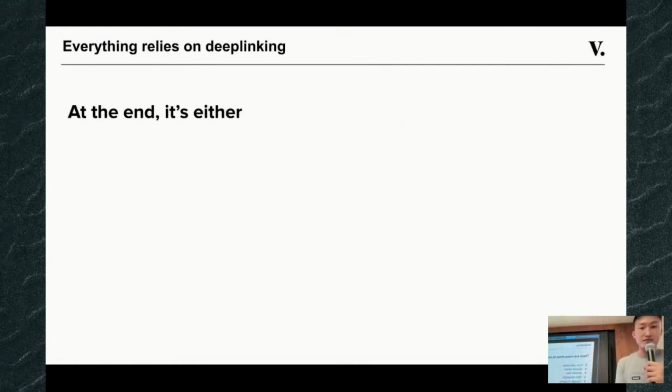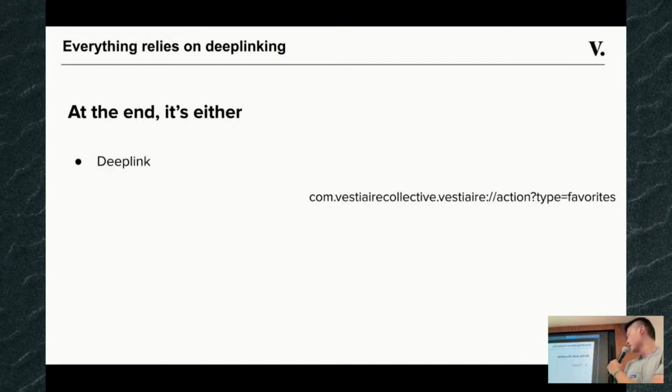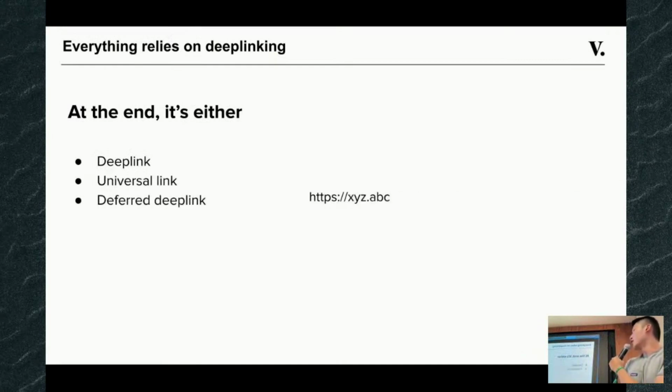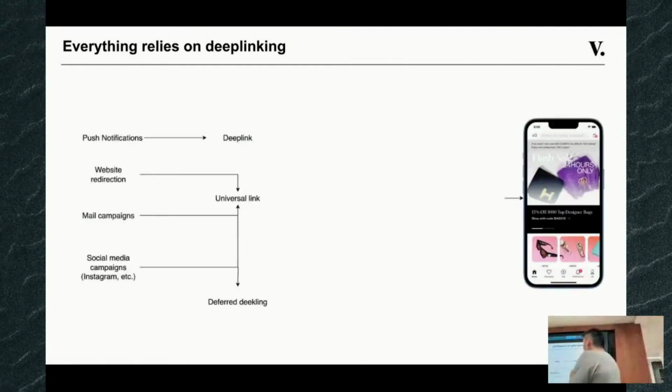Behind all of this, it's either deep links, universal links, or deferred deep links, which are a bit more specific: a deep link that will redirect the user to the page after an App Store install. That's a bit more complicated, but let's say that it's deep linking. If we map this to a graph, for push we have the deep link behind. For the website and mail campaigns, we have universal links. And for social media campaigns, we have universal links or deferred deep links.